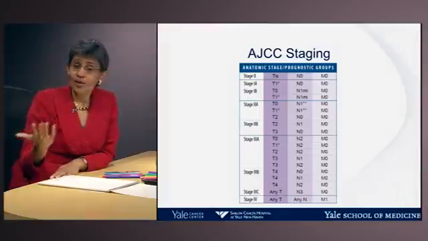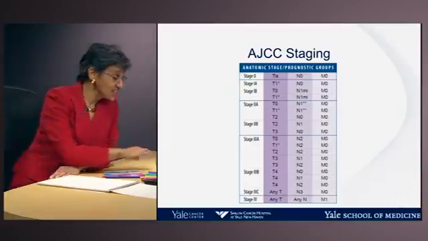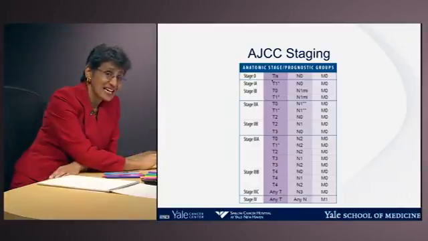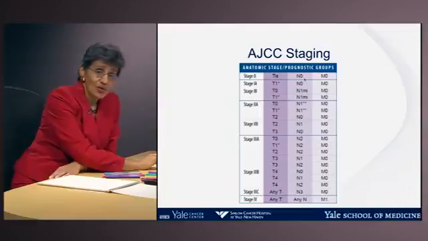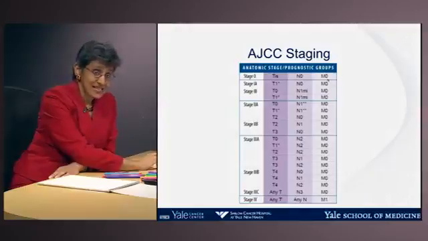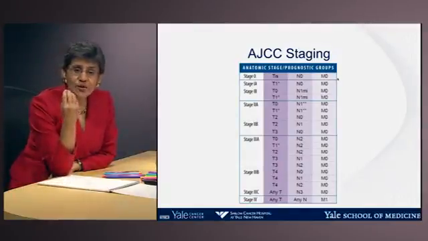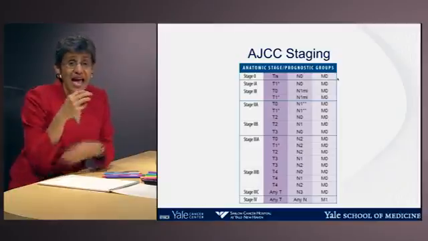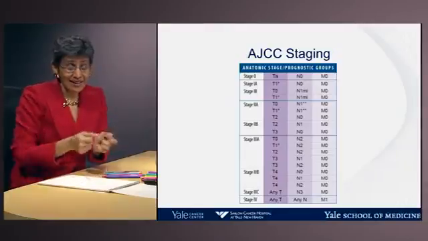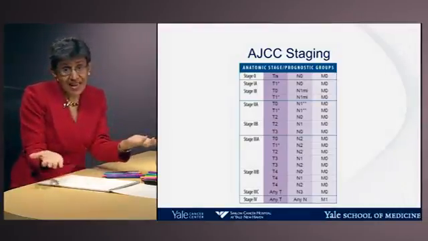Stage 0, you already know about. These are the ones that are in situ. On the staging system, you can see that these are referred to as TIS. They tend to be node negative, and M0, not metastasized anywhere else, and you know why that is now too, because those in situ cancers haven't gotten the ability to invade past the basement membrane. They don't have access to the lymph vessels or the blood vessels, so they can't go anywhere else.